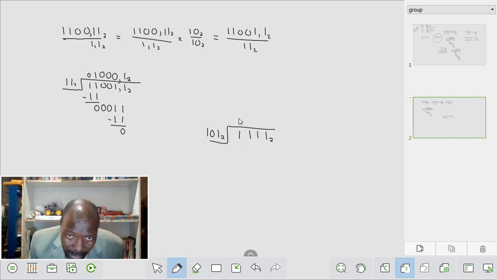5 cannot go into 1, therefore it's 0. I go to the next one. 5 cannot go into 3, so I say 0. I go to the third one. 5 can go into 7, therefore this is 1. 1 times 5 is going to be 5. We subtract. 1 minus 1 is a 0. 1 minus 0 is a 1. We bring down the next one. Now when you divide, they're identical, so it's going to be a 1. 1 times that is going to be 101. When you subtract, it's a 0.